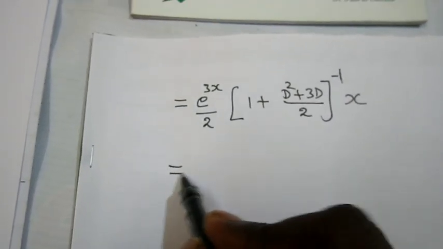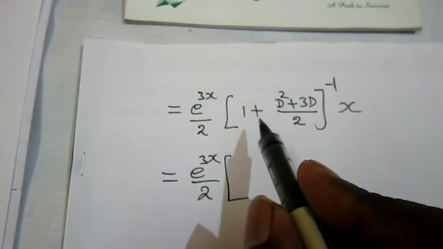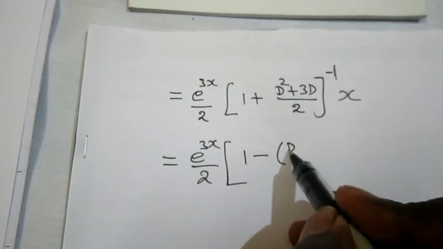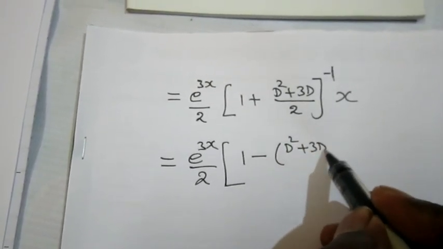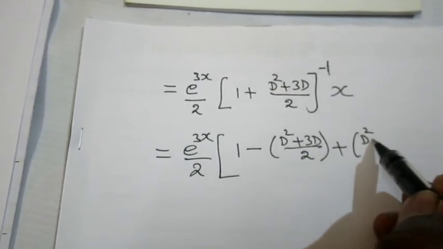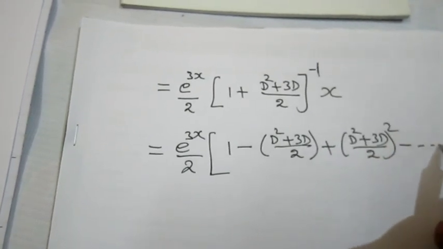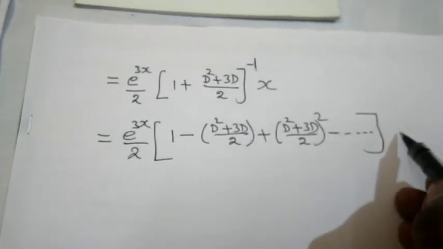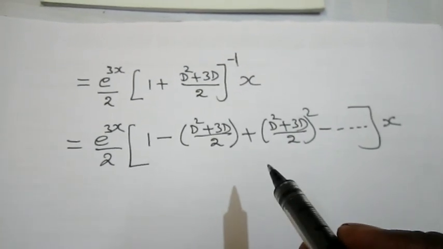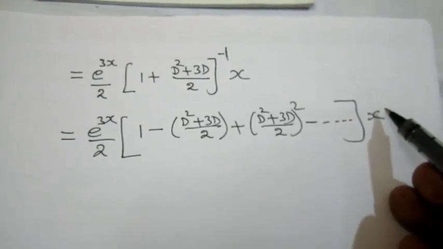So now e power 3x by 2, applying the binomial formula (1 plus x) the whole power minus 1, which is 1 minus x, so this is x, plus x square, here (D square plus 3D) by 2 the whole square minus etc. into x. After applying this formula, I am going to neglect the higher order terms. But you see, the power of x is 1.